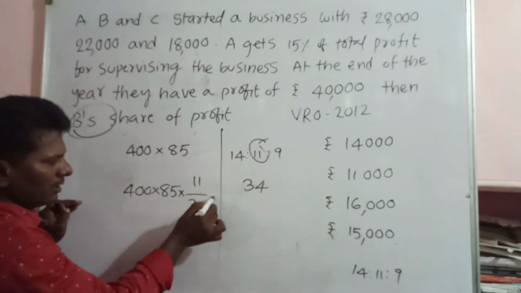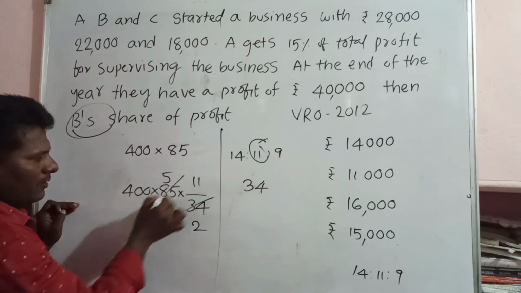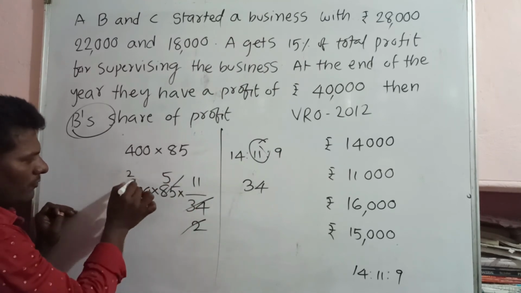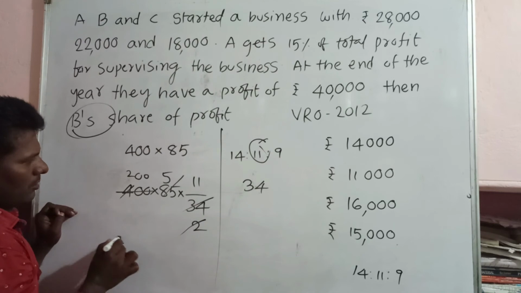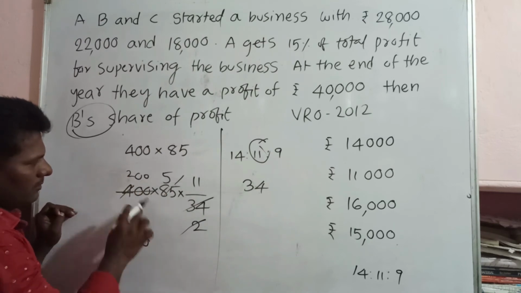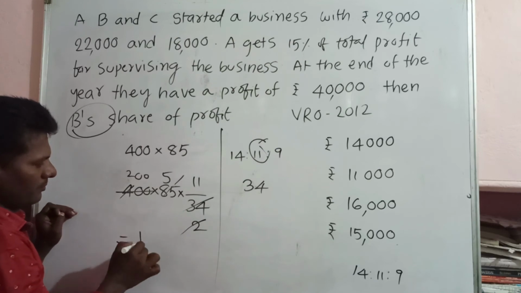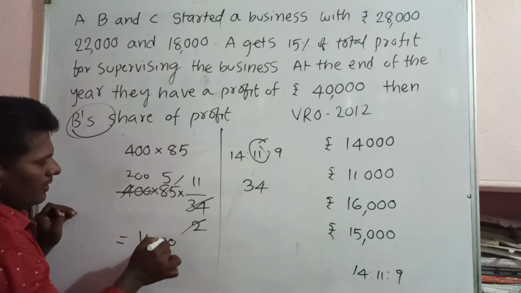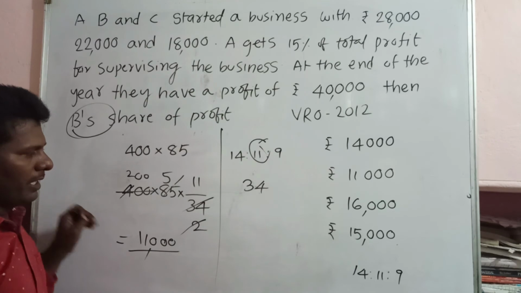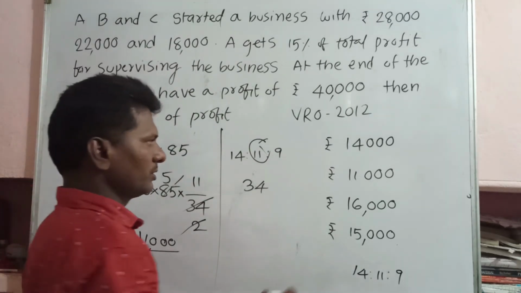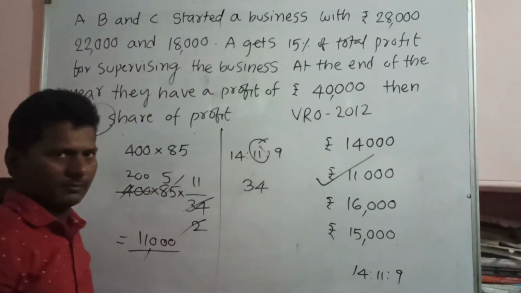Now 7 2s are 14, 7 5s are 35, 2 2s are 4, 2 5s are 10, 10 11s are 110. So 11,000. B gets a profit of 11,000. So the answer is the second option.